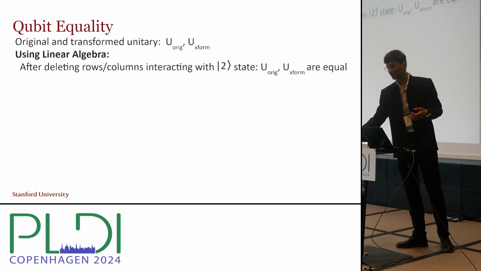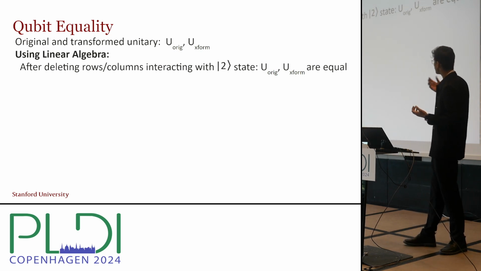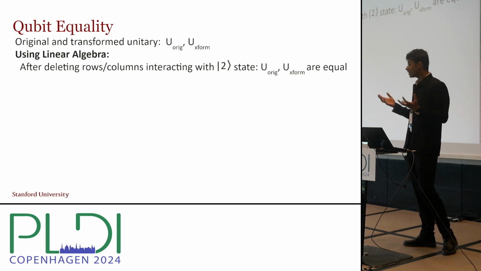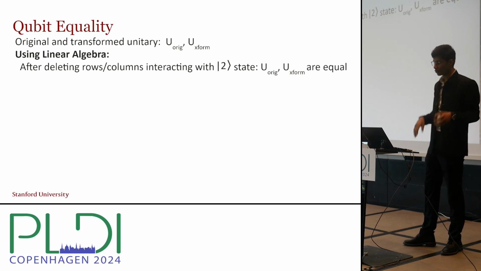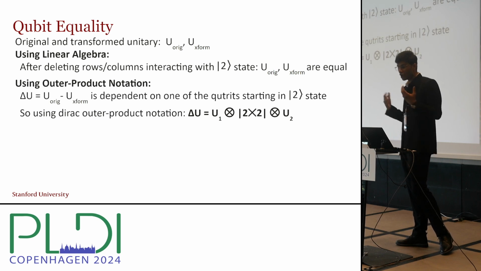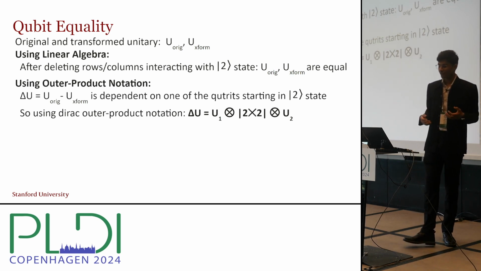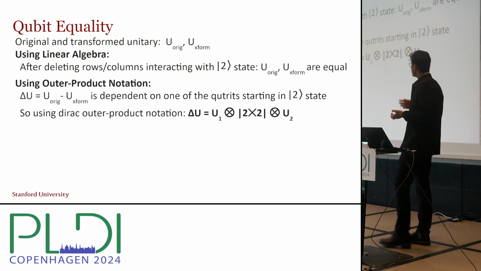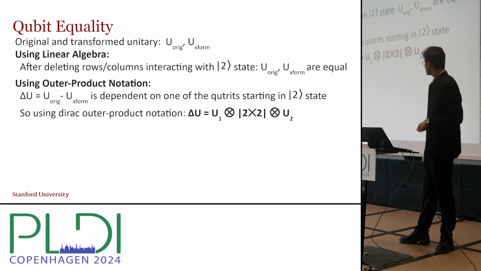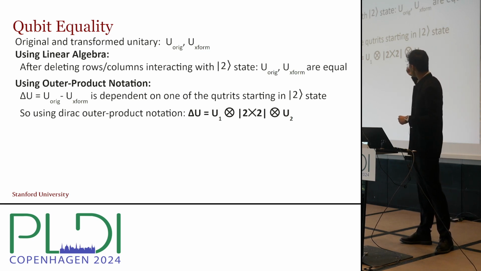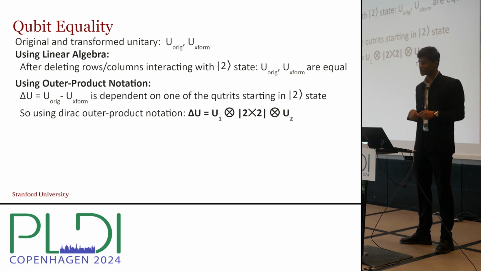We verify qubit equality using the unitary of the circuit before and after the transformation. Earlier, you saw a linear algebra interpretation where we drop all those rows and columns and show that those unitaries just need to be the same as the original qubit computation. However, formally, for proving our rewrites, we use an outer product notation to write the unitary of the circuit before and after transformation and ensure that the difference of these unitaries is dependent on at least one of those qutrits being initially in the 2-state.